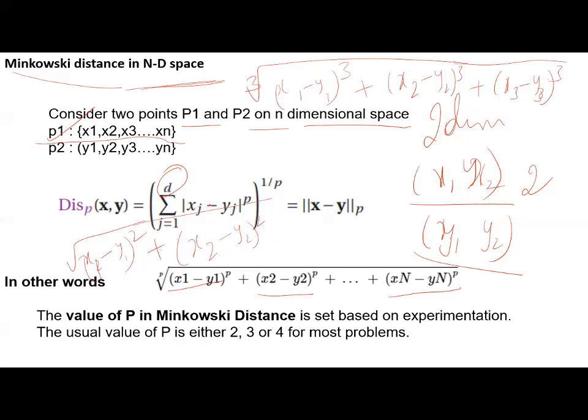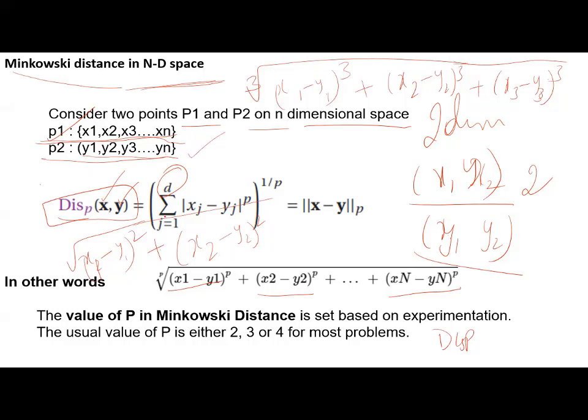In this way, the final formula would be d_p of x, y is equal to, where x is x1, x2, x3, x4, x5, up to xn, the first point, and y is y1, y2, y3, the second point. There are 2 points, my dear friends. P1 is one point and P2 is another point. It is not an x coordinate and y coordinate here. All the x1, x2, x3 are the coordinates of the first point and y1, y2, y3, up to yn are the coordinates of the second.